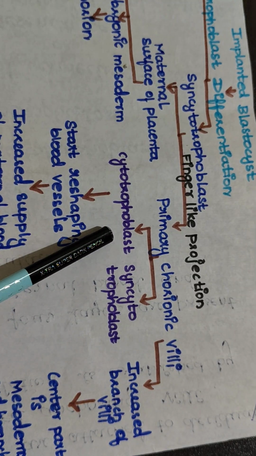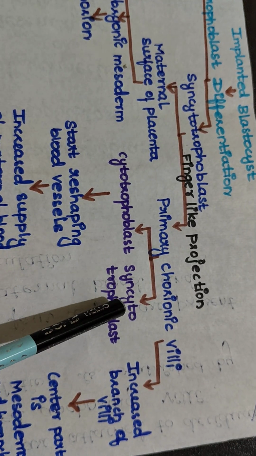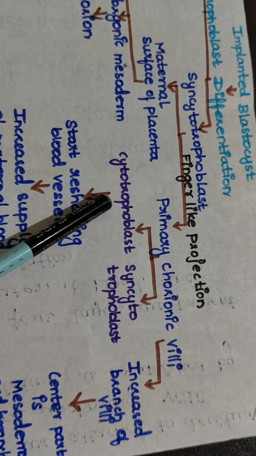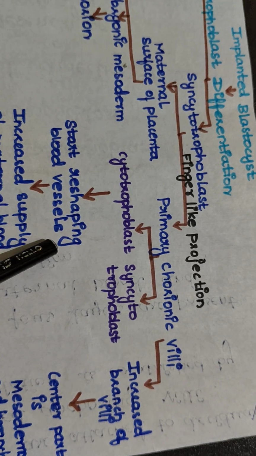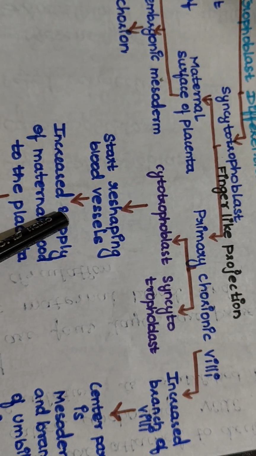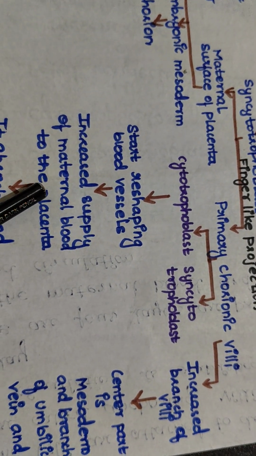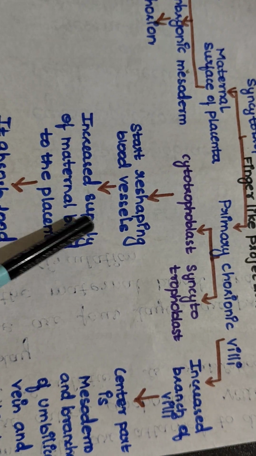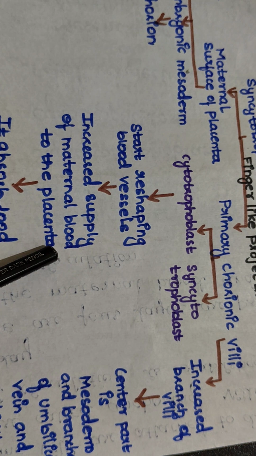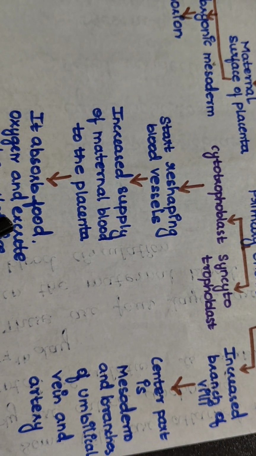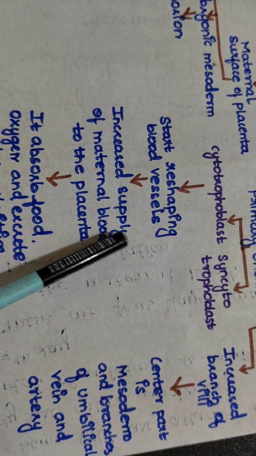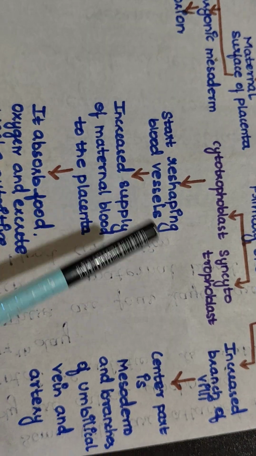So in that primary chorionic villi, there are parts of the cytotrophoblast and syncytiotrophoblast. In the syncytiotrophoblast, it will start reshaping the blood vessels. Then there will be an increased supply of maternal blood to the placenta, meaning there will be lake-like maternal blood vessels, where blood is stagnated. So it absorbs food and oxygen and excretes waste, the nutritive villi. All this will be present in the part which is in the cytotrophoblast.